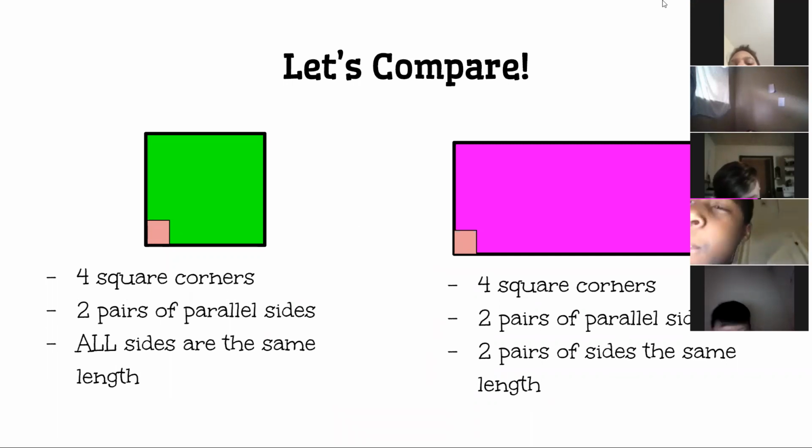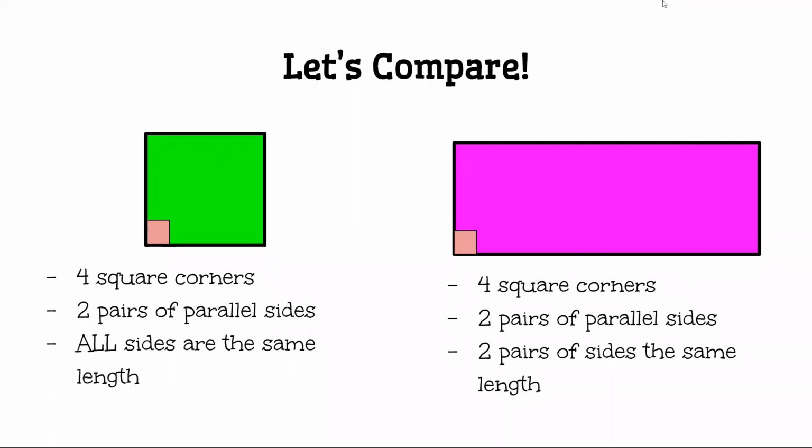So when I'm talking about 2 pairs of sides of the same length, I'm not talking about all the sides. Remember, pairs are 2, like a pair of shoes. That means that this up here is the same length as this down here. It also means that this over here is the same length as this over here. That's what I mean by 2 pairs of sides of the same length.